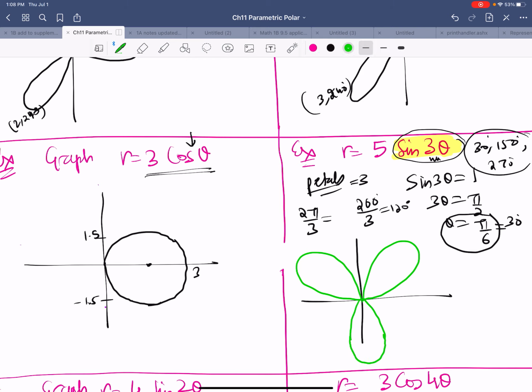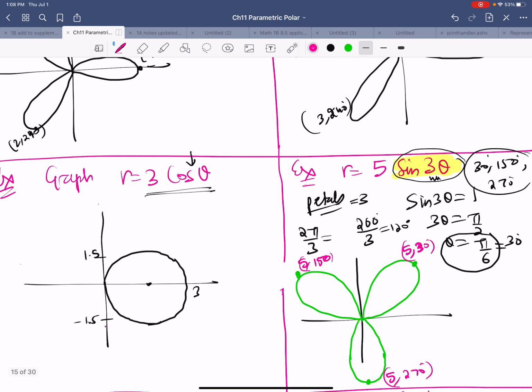All right, so now what are going to be these special coordinates, special points? Be careful. The radius is 5. The angle here is 30 degrees. We can write in terms of radians or in terms of degrees. The radius is 5. The angle is 150 degrees. And the radius is 5. The angle is 270 degrees. Right, that's our rose curve here.